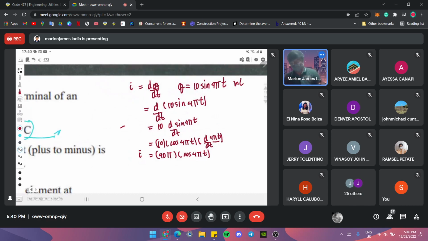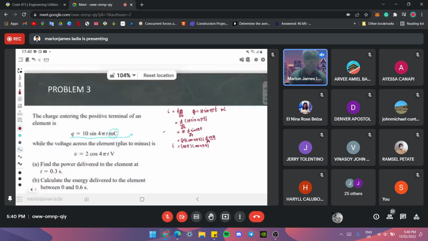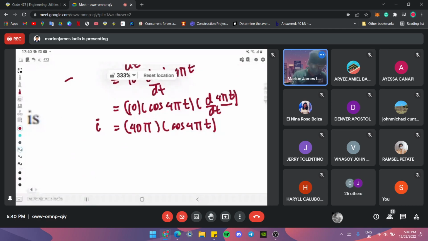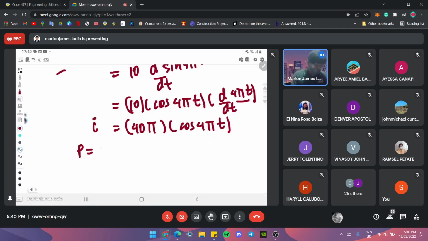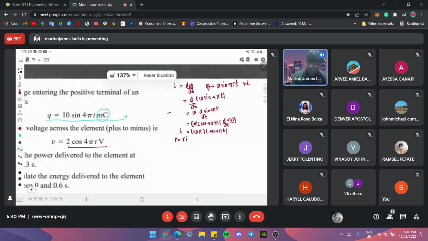Recheck nyo lang ng mabuti, baka nagkamali pa tayo. Next. After solving for our I, syempre, ano ba yung requirement ng problem natin? Power. So diretso na tayo. Power is equal to VI. But what is my V? My V is equal to 2 cosine 4 pi t.